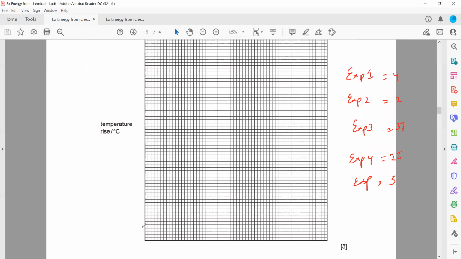So for example, 10 boxes equals 1, 2, 3, 4. So 10 boxes equals 5. This is 10.